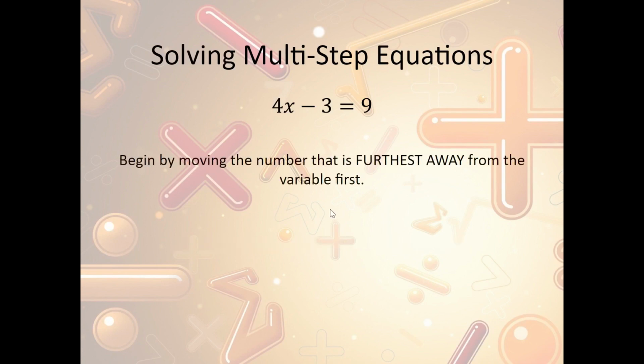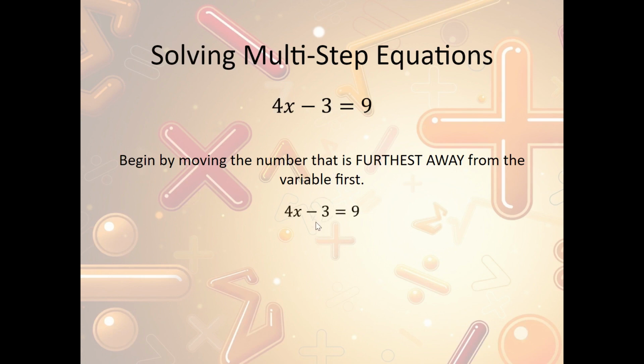Now, where do we begin? We could get rid of the 4 or the 3. Now, the easiest solution is always to get rid of whatever's furthest away from the x first. So, in this case, we can see that we have a 4 and a 3. Those are the two that we need to get rid of, and we're going to pick from those two and say which one's furthest away. Well, the 4 is attached to the x. So the 4 is really close. The 3 over here is kind of floating. So we're going to get rid of that one first.